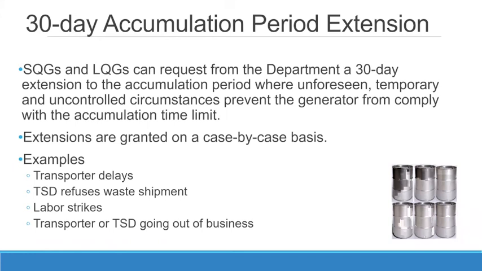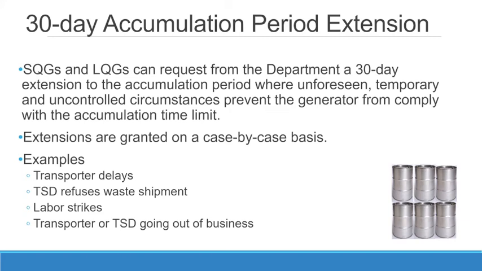So we talked about time limits. SQGs basically have 180 days to get the hazardous waste off-site, and LQGs have 90 days to get that waste off-site. However, if something unforeseen happens, like transport delays, the TSD won't take the shipment, you have a labor strike, or COVID-19 causes problems, the department can grant a 30-day extension to that 90-day or 180-day period. But you need to contact the department prior to the expiration of the time limit and explain why it is needed. And then the department will make a determination if it's available for an extension.